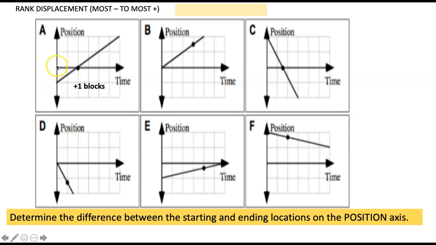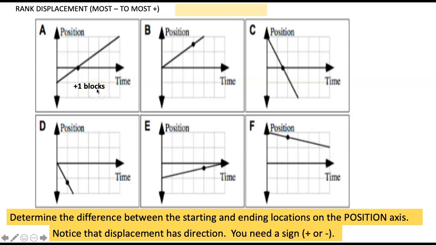This starts here, it ends here. So that is a difference of 1 block. And so we would say that the displacement is 1 block, but we can't just say 1 block. Displacement has direction, so we would need to say +1 block. All right, so we do the same analysis with the other ones. So instead of 1.5 blocks, it's +1.5 blocks. This is displacing downward, so it's -2 blocks. D is also displacing downward, -1.25 blocks.